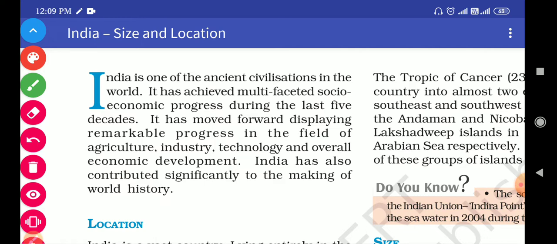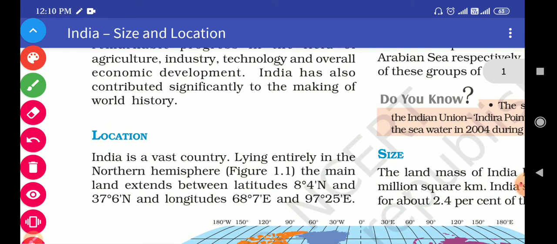If we talk about progress of India, after 50 years of independence, we find we have achieved progress in both social and economic life. India has got remarkable success in the field of agriculture, industry, technology, and economy. And because of that, India plays a significant role in world history. This was the introduction of this chapter. Now I am moving to the next topic. Second topic, that is location.